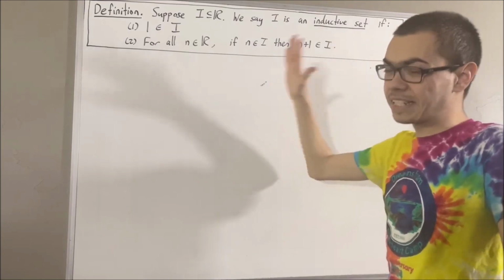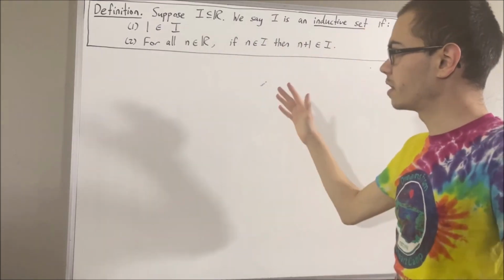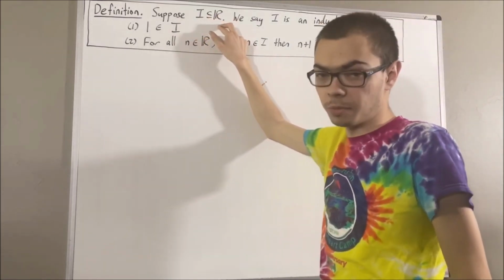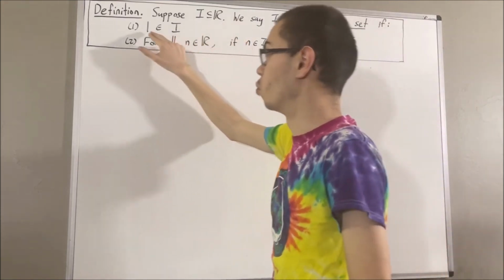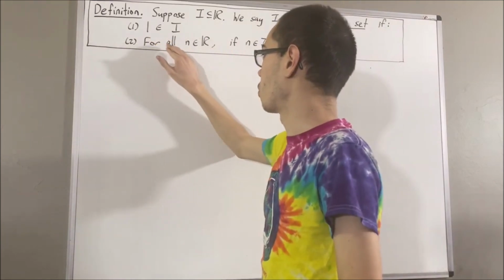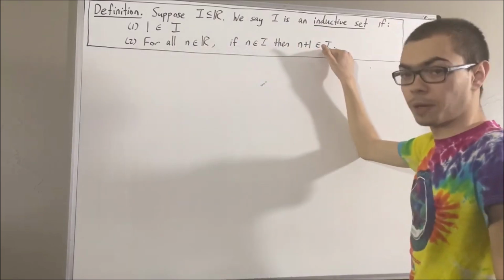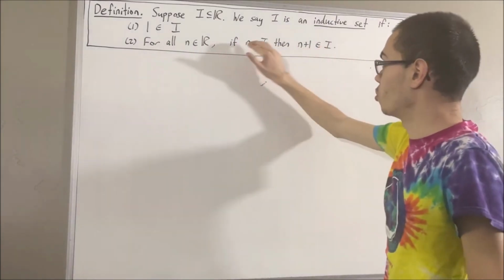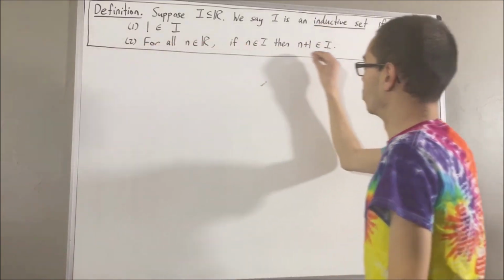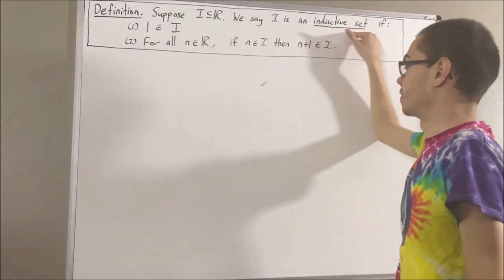For example, the set of real numbers itself is an inductive set, because we know that the set of real numbers is a subset of the set of real numbers. We also know that 1 is a real number, and we know for all real numbers n, if n is a real number, then n plus 1 is a real number, right? True implies true is a true statement. That's why condition 2 holds. So yeah, the set of real numbers is itself an inductive set.